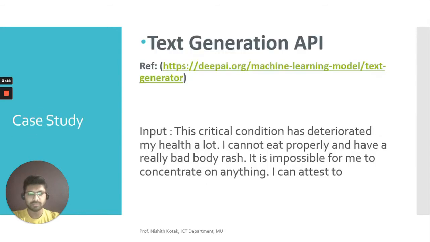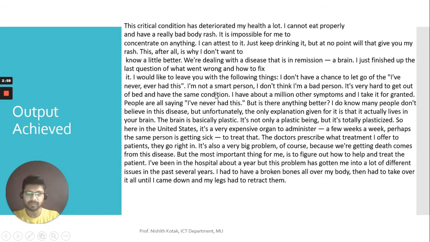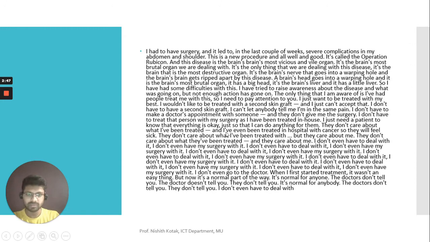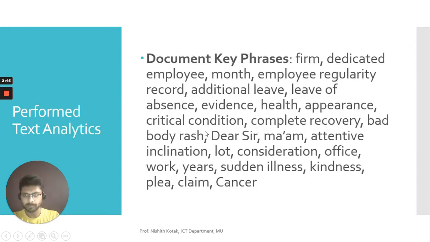And as you see, this was a model which tries to state that the health condition is deteriorating, and it mentions it cannot eat properly, a really bad body, right? And it is impossible to concentrate. So these are a few, and it is an incomplete sentence. Intentionally, this incomplete sentence was given, right? So in this case, we see this is the output that was achieved, and if you read it, it turns out that it does not suit the mail. Right? This was actually the extended output.